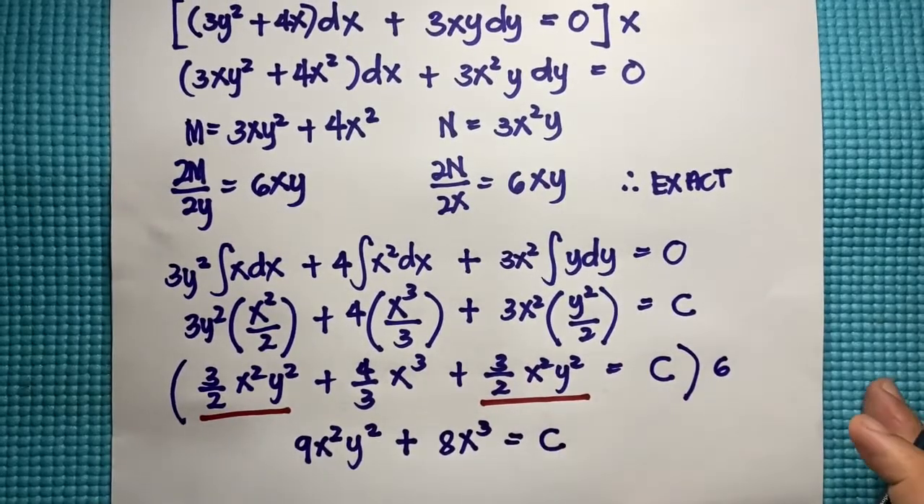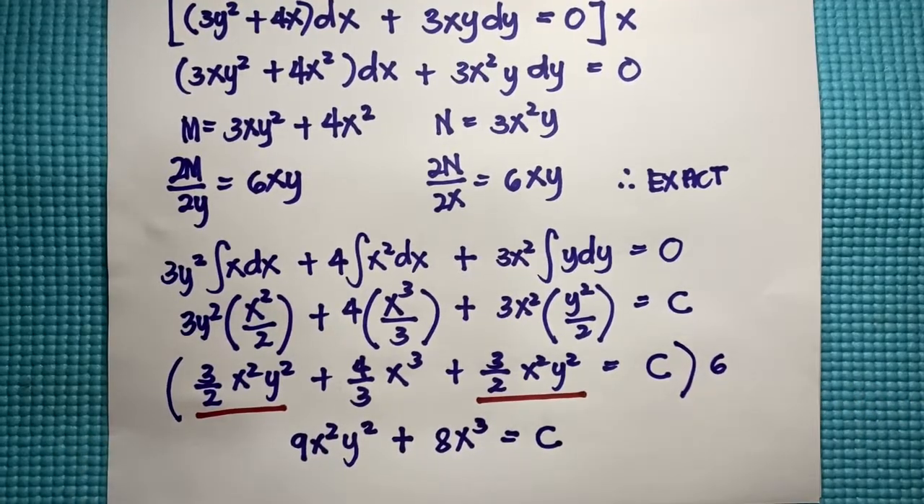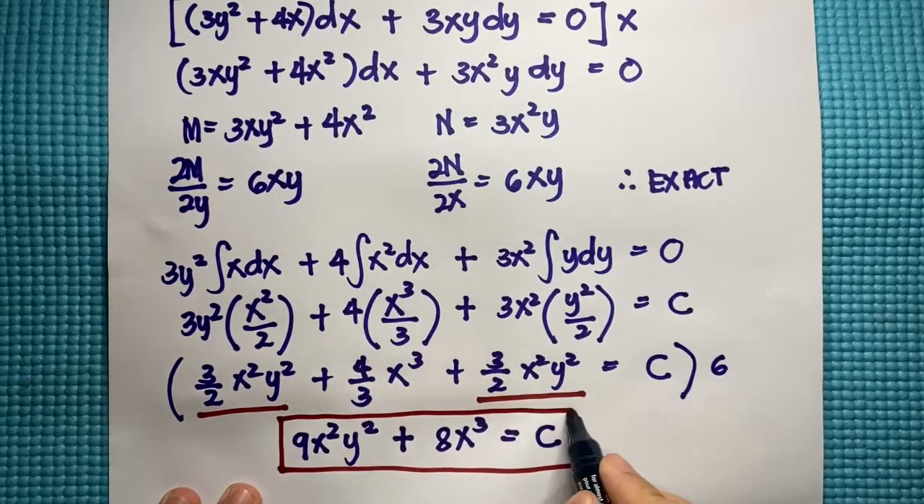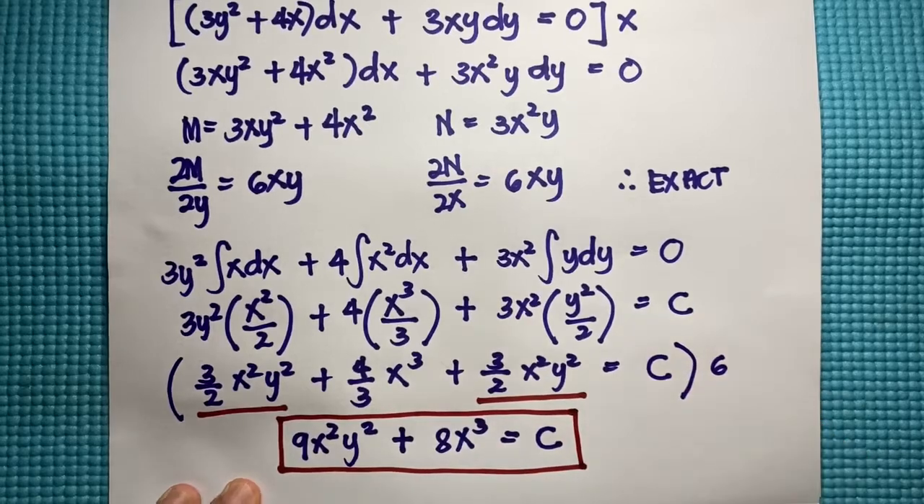So giving me the general solution for our differential equation to be 9x squared y squared plus 8x cubed, and that is equal to C. So that's it for our first example. So let's have another one.